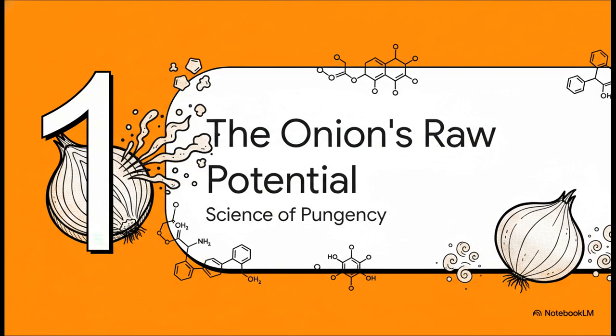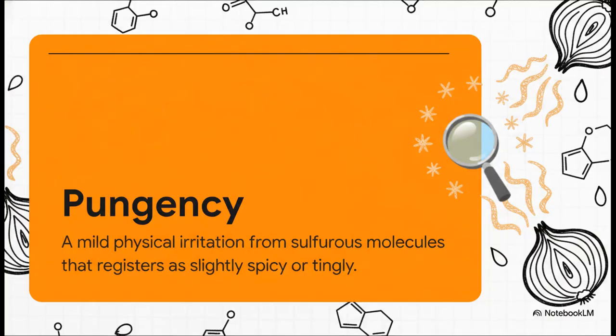We need to get into the chemistry that gives it that characteristic sharp bite. So that unique sensation you get from a raw onion, it has a name: pungency. Now, this isn't a taste like sweet or sour. It's a physical feeling, a mild irritation caused by these specific sulfurous molecules. And here's the key: it's a quality that only the raw state of an onion has.